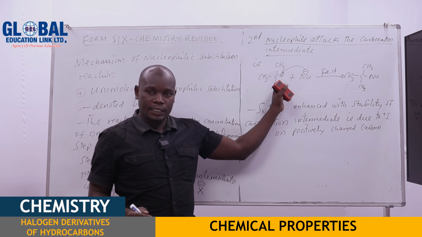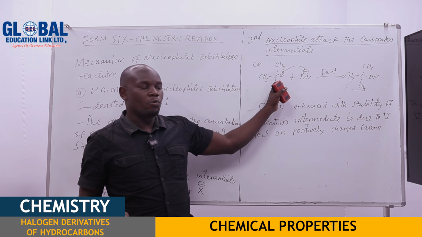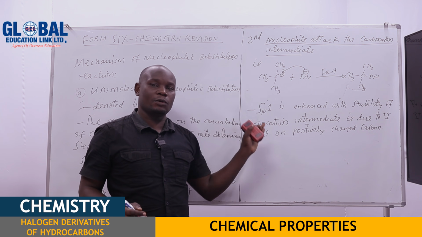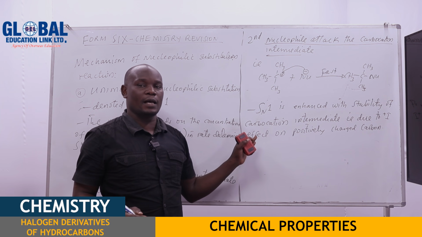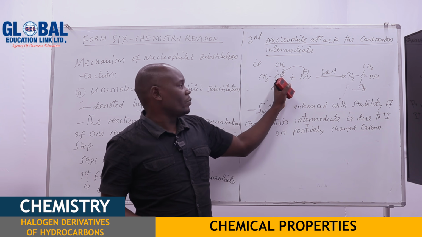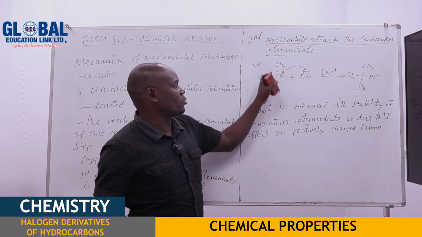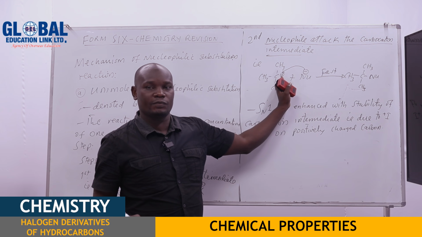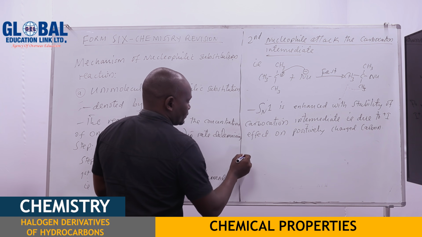the tertiary alkyl halides will be fast in this kind of reaction than the secondary and the primary alkyl halides due to stability of the positively charged carbonium ion, whereby the alkyl group here releases electrons, thereby stabilizing the positively charged carbon.